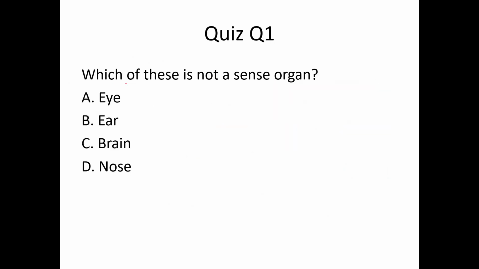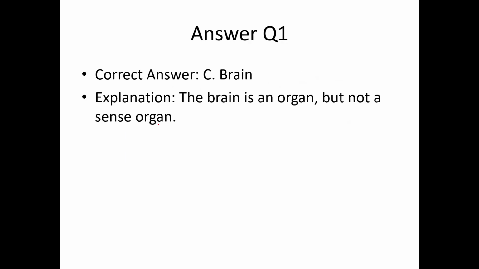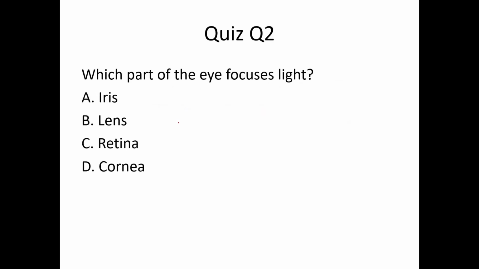Now come on to the quiz. Which of these is not a sense organ? So the eye is a sense organ, the ear is a sense organ, the nose is a sense organ. The brain is not a sense organ, it's a controlling, coordinating organ. The brain is an organ but not a sense organ.